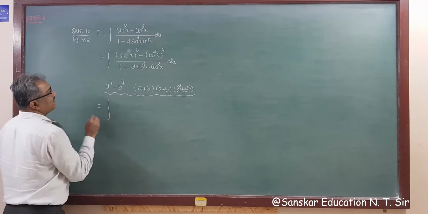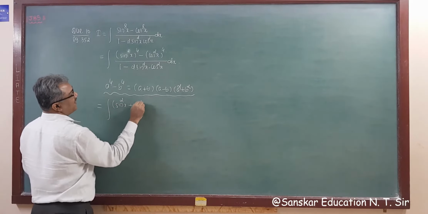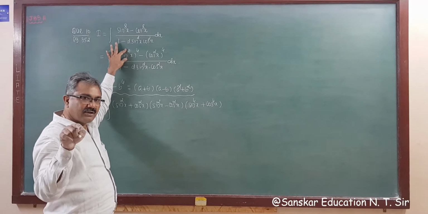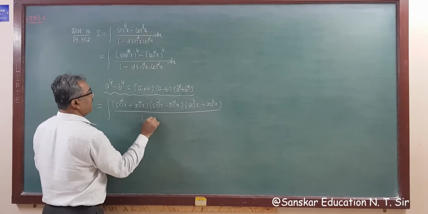So factorize this integration. This is sin square x plus cos square x, this is sin square x minus cos square x, and this is a square plus b square. A is sin square, so squared that is sin raised to 4x plus cos raised to 4x. Got it? We have to square this. A is sin square, so a square is sin raised to 4x, whole upon 1 minus 2 sin square x cos square x dx. This is 1.